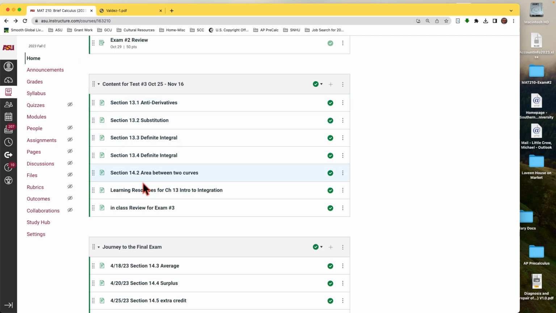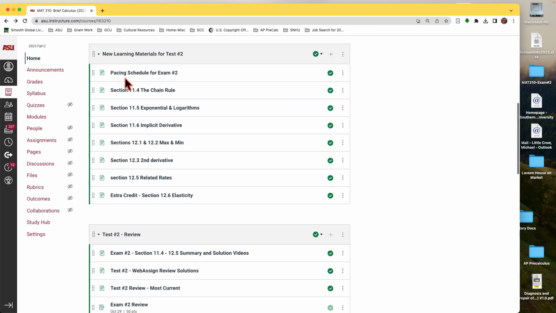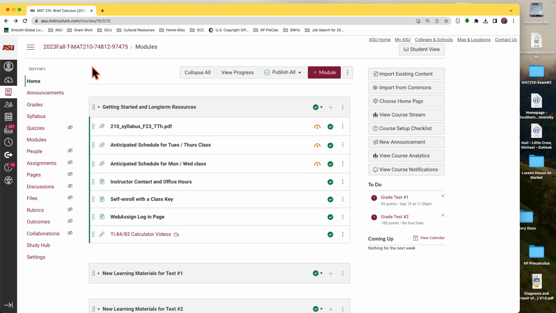Okay, so we're going to do 14.2, and I apologize, I realized it was saying 14.1, and I went into WebAssign and said, there is no 14. What happened to 14.1? Oh, it's 14.2.